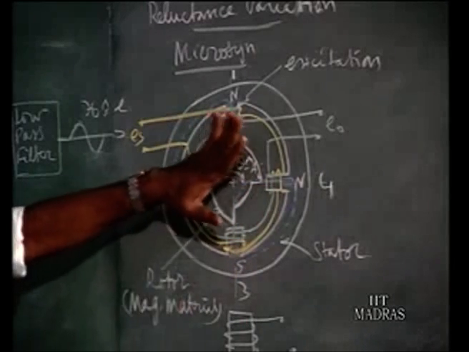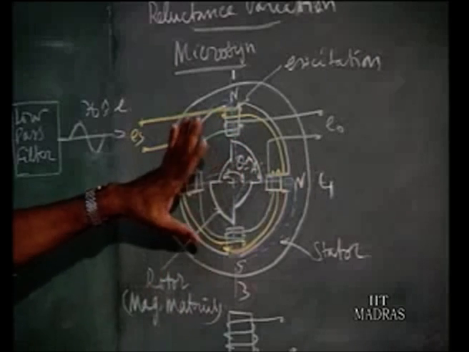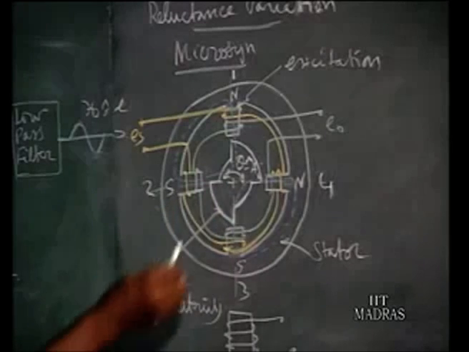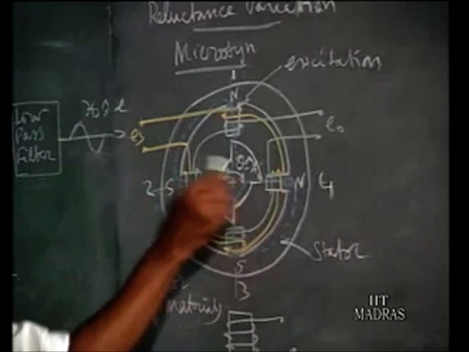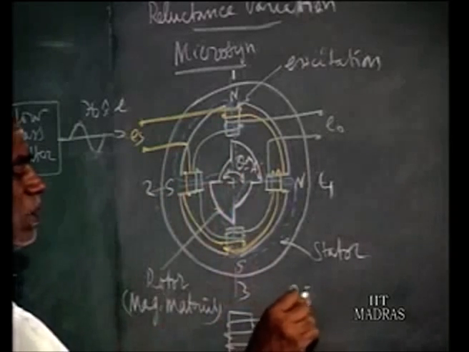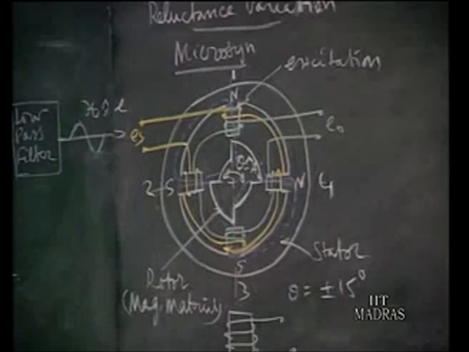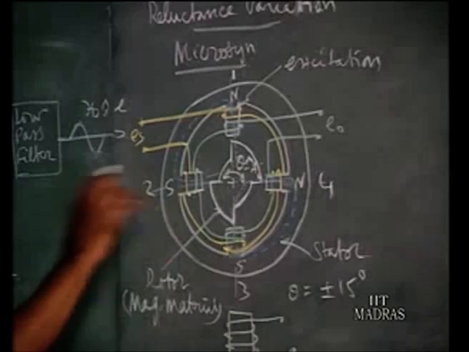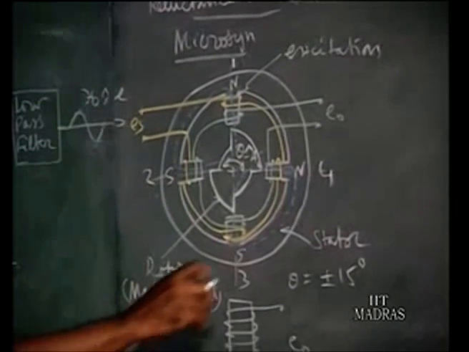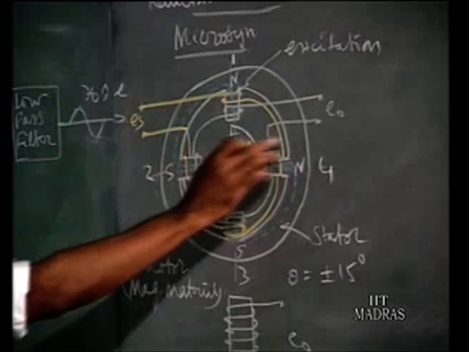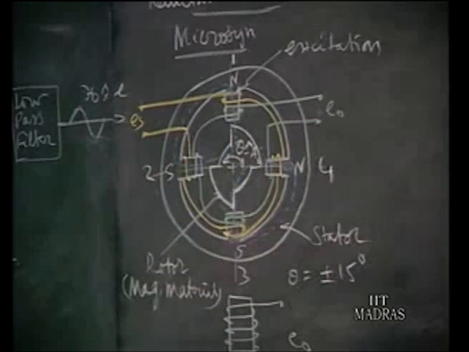So you will find the number of lines entering or coming out of each pole will be the same for the neutral position of the rotor. Suppose it rotates through a small angle. Normally here theta is varied plus or minus, say, 15 degrees. Only a small angle rotation is possible. That displacement, a rotary rotation of plus or minus 15 degrees, can be converted into an equivalent voltage here.